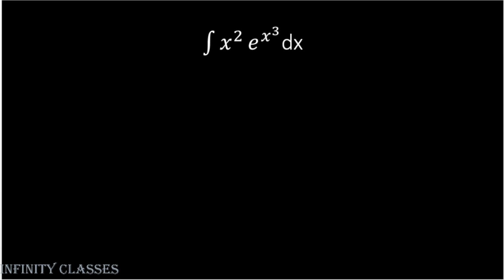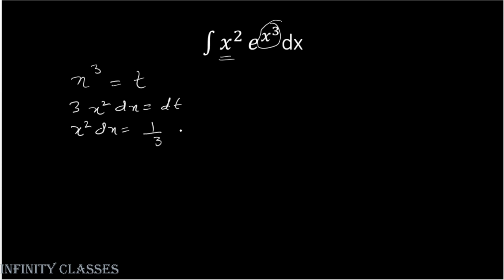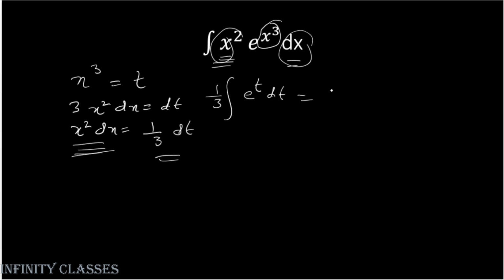Now next one. In this question we have x square e^(x cube). So there is x cube and we have x square. As we know, x cube has derivative 3x square, so put t as x cube. So this is 3x square dx equal to dt. We can write this as x square dx equal to 1 upon 3 dt. So we'll replace x square dx with 1 upon 3 dt, and we'll write 1 upon 3 e^t dt. As we know, integration of e^t is e^t. So this is our answer.